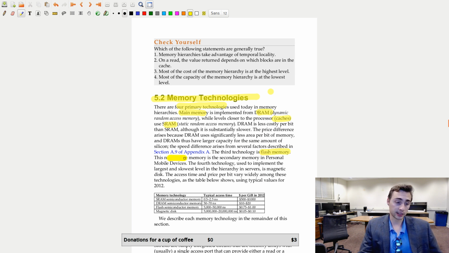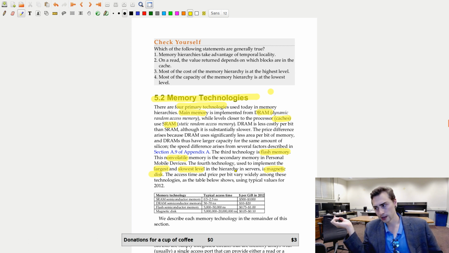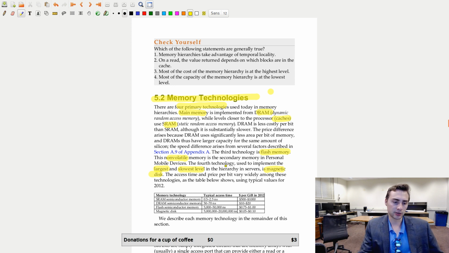So it's non-volatile, so the first two are volatile, and is the secondary memory in PMDs, or personal mobile devices. And then the largest but slowest level in the hierarchy in servers is your good old magnetic disk. Depending on what technology you're using for magnetic disk, it's going to determine how fast it's going to come back. And so here we can see some of what we're talking about as far as scaling.